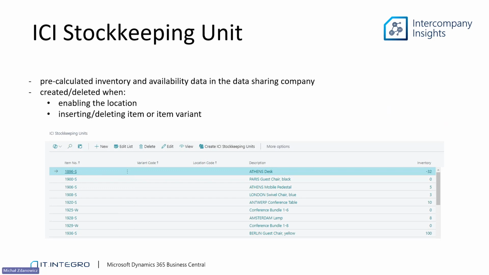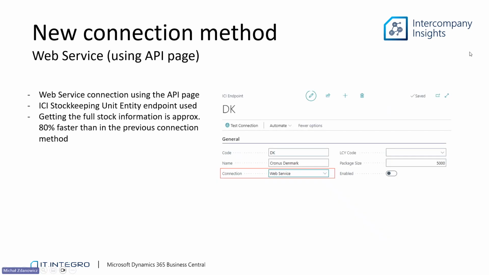However, I'm just mentioning that such a structure is available and it's used for communication purposes. Okay, then what I was mentioning before is the new connection communication method. So we have introduced a new field on the ICI endpoint card. It's called connection. The default value for this field currently is web service.